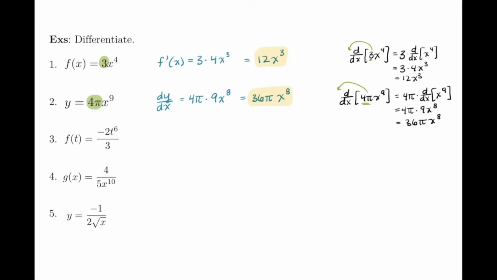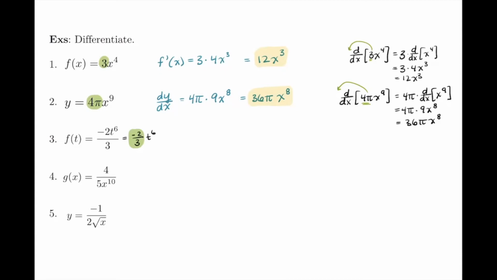In example 3, we have f of t equals negative 2 t to the sixth divided by 3. Now the way that this is written, it doesn't look like there's a constant times a variable to a power. There is up here, but we've got to handle this 3 in the denominator. So we can always rewrite things like this by extracting out the negative 2 over 3 as its own coefficient in the front. So we can write this as negative 2/3 times t to the sixth. Then that can help us visualize that the actual constant multiple here is negative 2/3, and the variable part is t to the sixth.